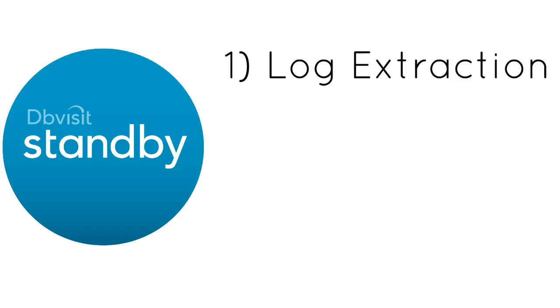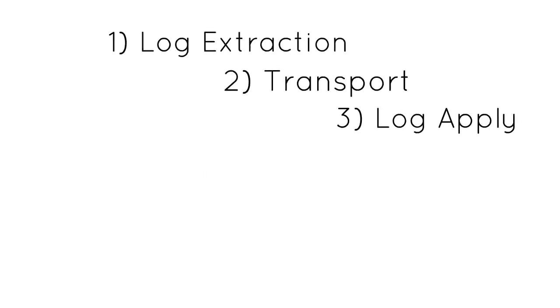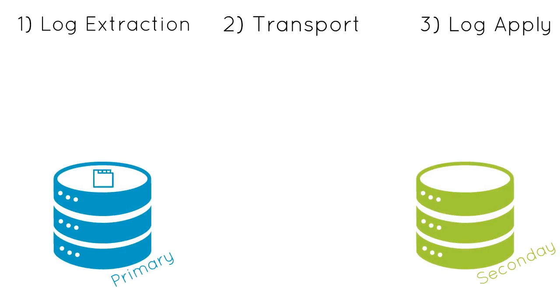The core functionality of Dbvisit Standby can be summarized in 3 steps: log extraction, transport, log apply. These 3 steps work to efficiently extract your archived logs from the primary site and transfer these securely to your disaster recovery environment.